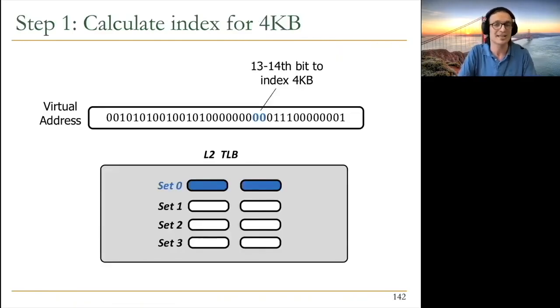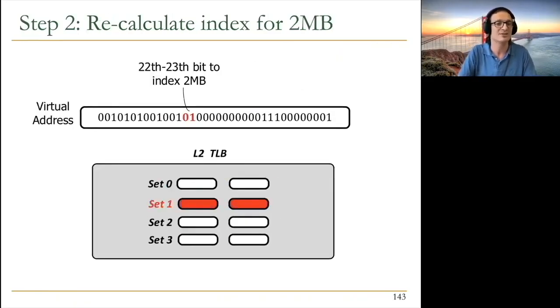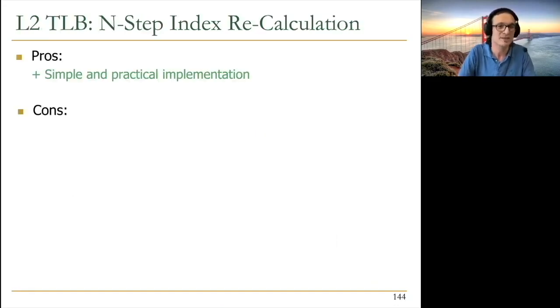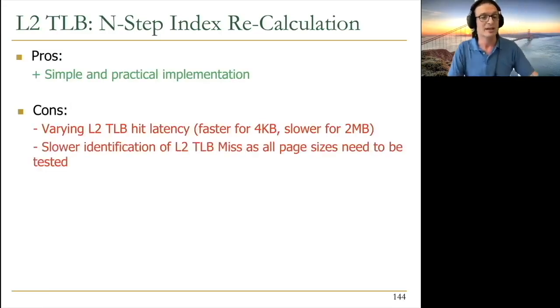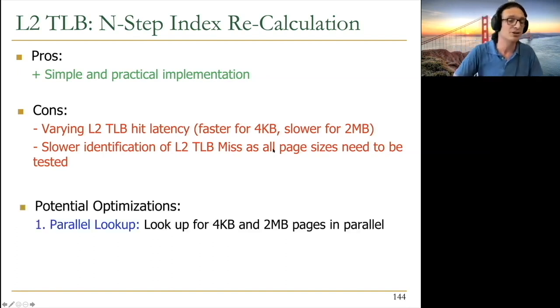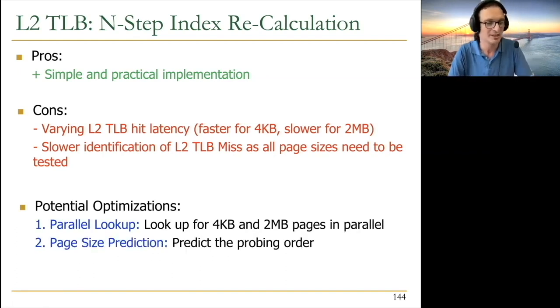You first calculate the index for 4 kilobyte. If you miss, you calculate the index for 2 megabytes. Okay, so L2 TLB has n-step index recalculation. This is simple and practical. The downside is TLB hit latency is longer and varying. And now you have slower identification of an L2 TLB miss, as you need to basically probe all page sizes. So potentially you can optimize it by making the lookup parallel. Of course, this adds hardware cost. Or you can predict the page size, predict the probing order.